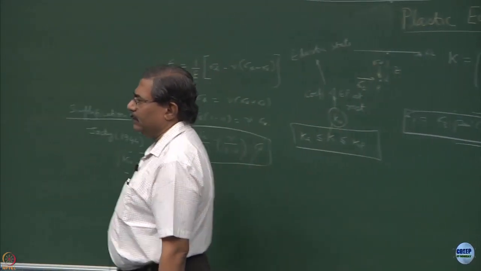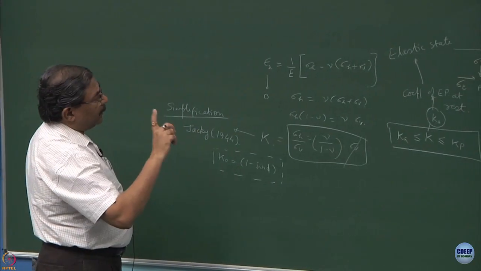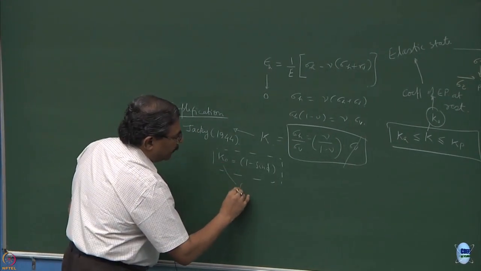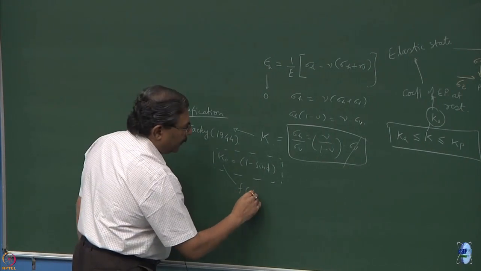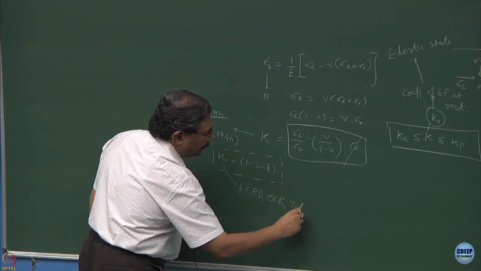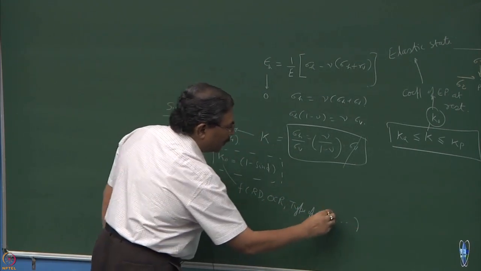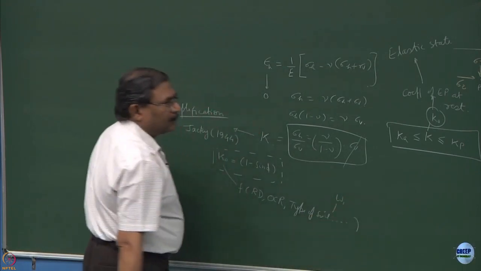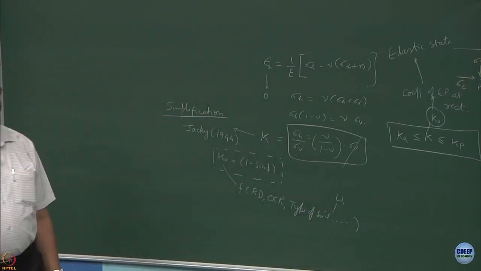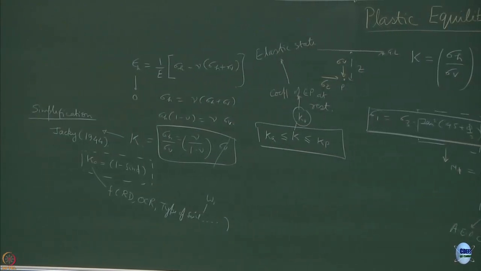Is this part okay? And of course, if you remember in the previous lecture, we discussed this K naught is a function of RD, OCR, type of soil, etcetera, water content, and so on. Is this okay? Now, the question is how to depict this state.